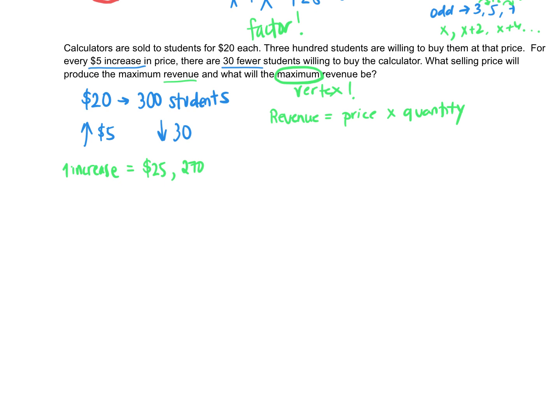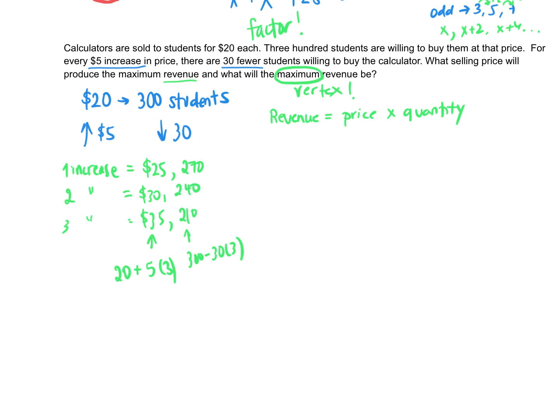If I have two increases, now it's 20 plus 5 two times, so now we're at $30, and 300 minus 30 two times, so 300 minus 60, which is 240. On my third increase, I've now gone to $35. I've taken the 20 and I've added 5 3 times. And we take 300 and we subtract 30 3 times to take us to 210. This here is our equation.